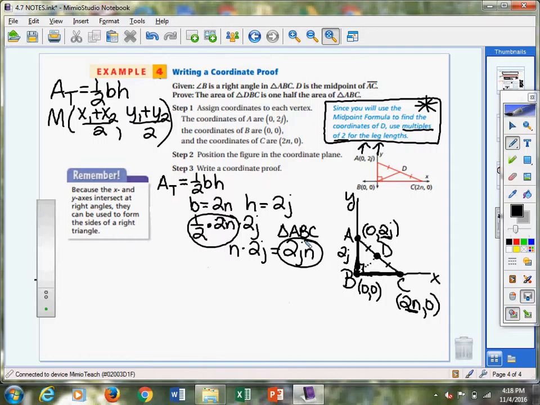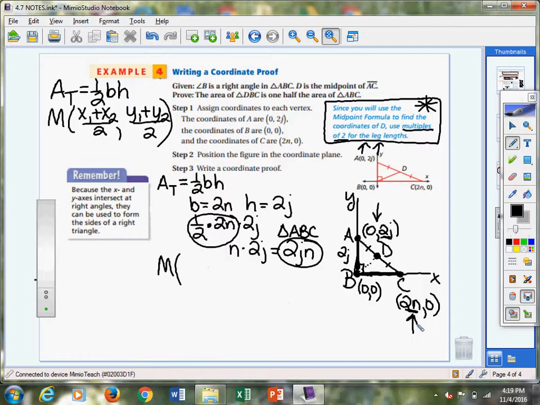All right, now I need to find the location of the midpoint. I'm not on graph paper, so I don't know where point D is. I don't even know the name of that point. So I'm going to use my midpoint formula, and come back here to the coordinates for point A and the coordinates for point C. A is (0, 2j). Point C is (2n, 0). And I'm going to use the midpoint formula to figure this out.